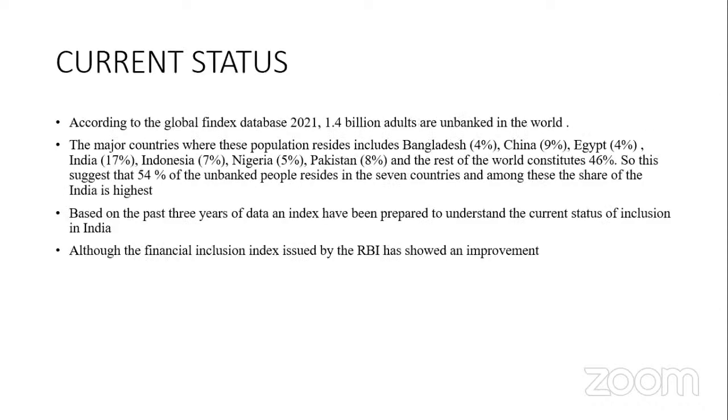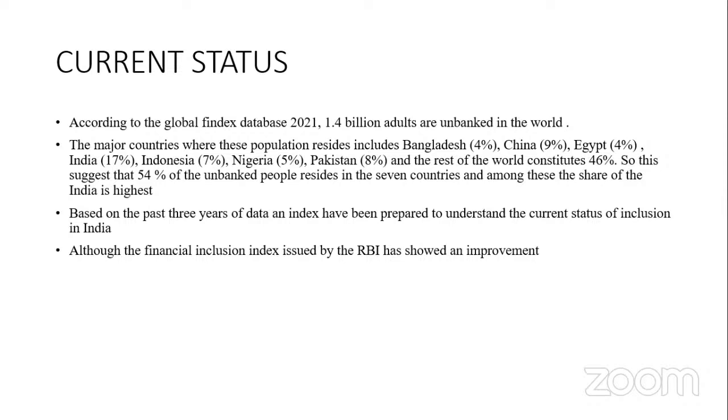Now, what is the current status? When we look into the Global Findex Database 2021, we find that almost 1.4 billion adults are unbanked in the world. Among these, there are 7 countries which are responsible for half of the unbanked population. And if you look at the percentage, India is high. Although we have a lot of financial inclusion programs, India still stands for 17% of the unbanked population, which is a major share among all these 7 nations.